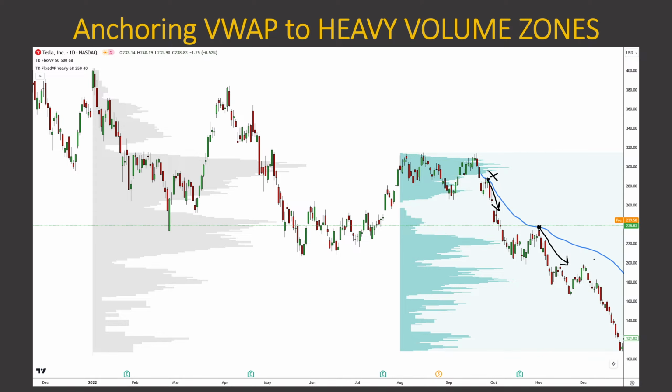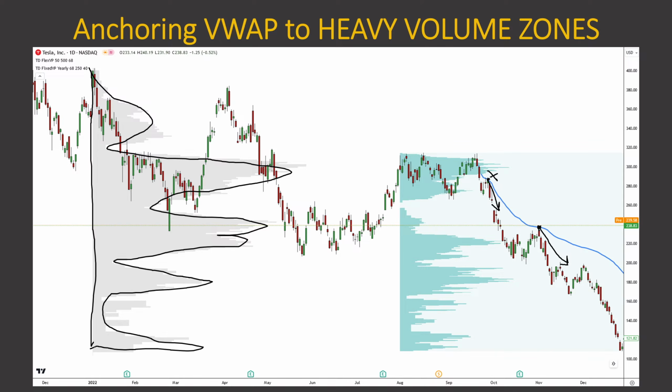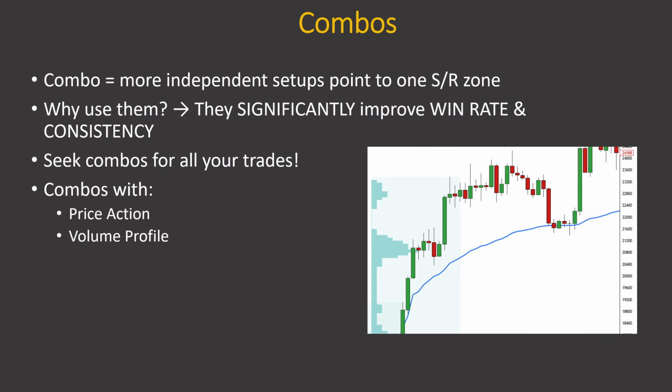Now I want you to notice one thing here. Let's take a look at this gray profile on the left. That's a yearly profile that shows volume distribution over the whole year. Take a look at this heavy volume zone, where it is. Right here. It aligns with our VWAP, and that massively adds strength to that short trade signal, because it's not only based on the VWAP, but also it is based on very, very significant heavy volume zone from the yearly volume profile. Which brings us to the next topic, which is combos or confluences with other trading strategies.